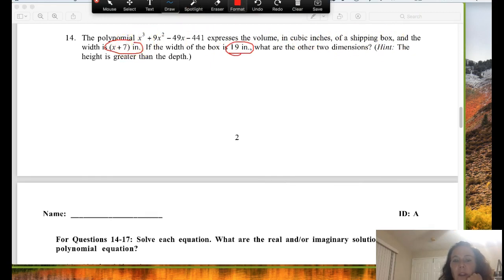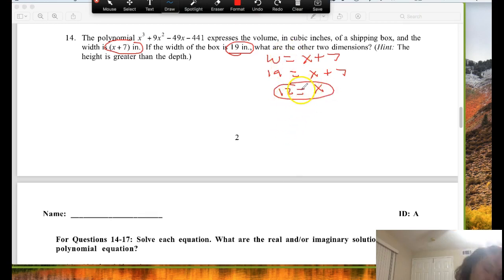Well, I can figure out x just from this. They told me the width is x plus 7. Then they said the width is 19, so 19 equals x plus 7. So I already know what x is. Subtract 7 from both sides, x is going to equal 12. Okay, so I know x, but now I've got to figure out length and height, so I can figure out all the dimensions.